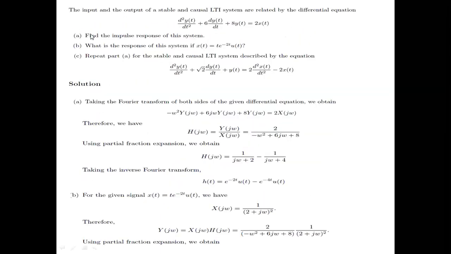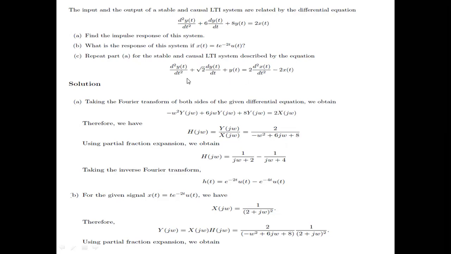Coming to another example. The input and the output of a stable and causal linear time invariant system are related by the differential equation d square y of t by dt square plus 6 into dy of t by dt plus 8y of t is equal to 2x of t. The differential equation is given. They're asking to find the impulse response of this system. And the second one, what is the response of the system if x of t is t into e power minus t u of t?